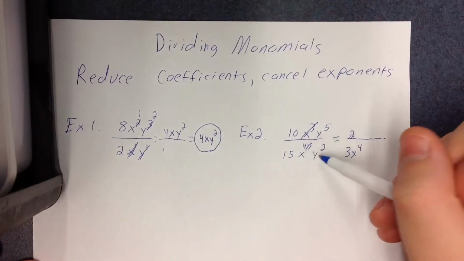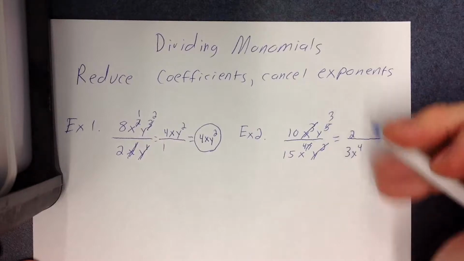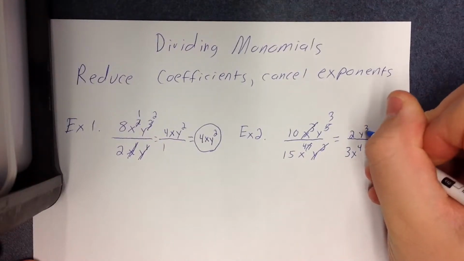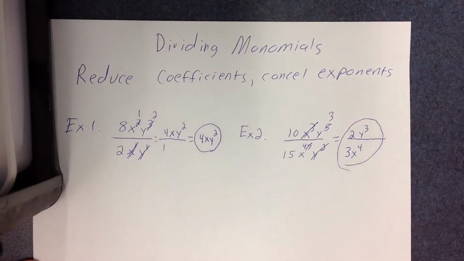I can get rid of 2 y's on bottom and get rid of 2 y's on top, which leaves me y to the third. And since there's nothing else I can do to simplify that, I'll just leave it as 2y to the third over 3x to the fourth.